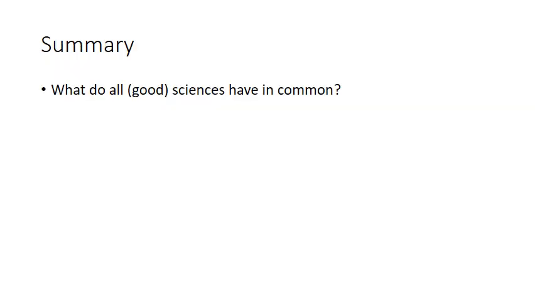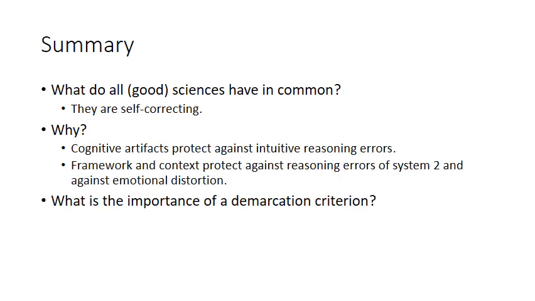All right, so to cap it all off, as always, a quick summary. What do all good sciences have in common? They are self-correcting. Why are they self-correcting? Cognitive artifacts protect against intuitive reasoning errors. Framework and context protect against reasoning errors of System 2 and against emotional distortion, in particular this in-group bias or bandwagon effect affecting groups of scientists.